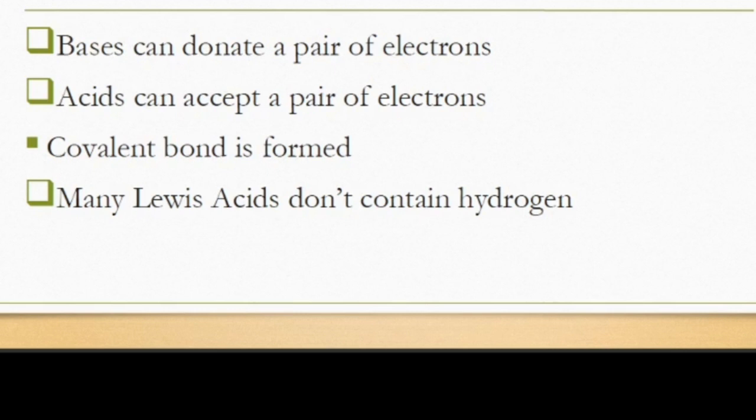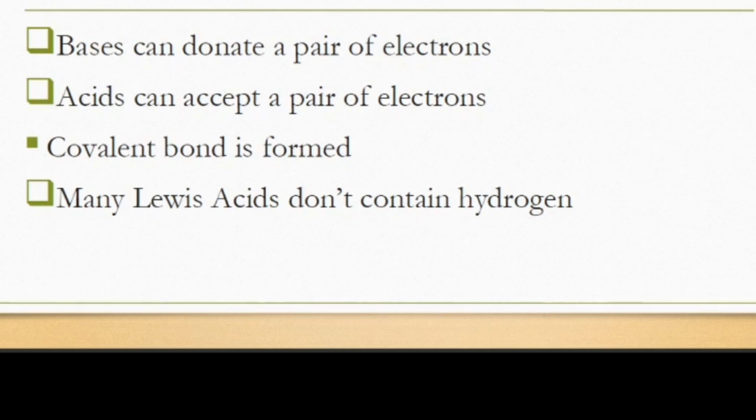Bases can donate a pair of electrons. According to the Lewis acid and base concept, there is a third theory that we are going to discuss, the Lewis acid and base theory. According to the Lewis acid base concept, a base is a substance which can donate a pair of electrons. And according to this concept, an acid is a substance which can accept a lone pair of electrons.